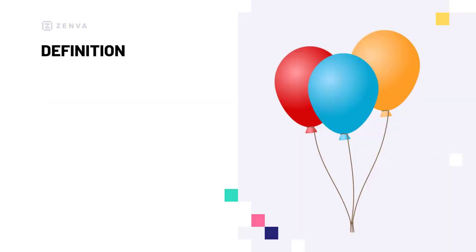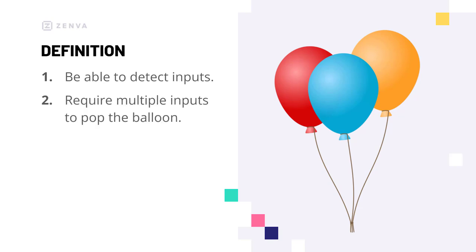So first things first, let's define our project and define the criteria that we need to meet in order for this to be successful. First, we need to be able to detect inputs with our balloon popper. In order to increase the balloon size and have it pop, we need to be able to tell the computer to inflate it by registering a keyboard input. Then we also need to require multiple inputs in order to pop the balloon. We don't just want to press the button once and it's popped. We need to have a process of inflating the balloon to a certain point, so we can check that with a condition. And once our balloon is of a certain size, then it will pop.